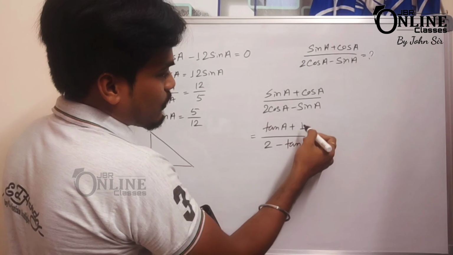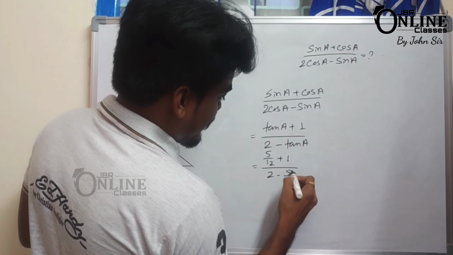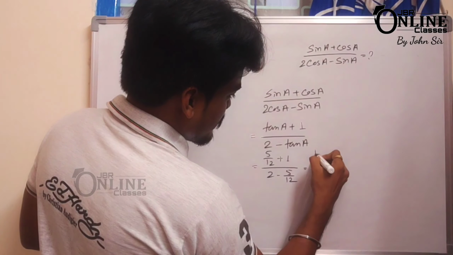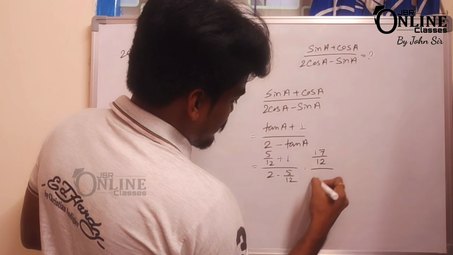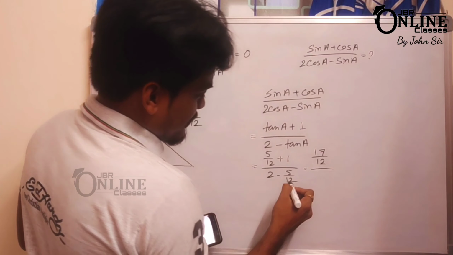So just put down the value: 5 by 12 plus 1, then 2 minus 5 by 12. So it will be 17 by 12, and here 12 into 2 is 24, so 24 minus 5 equal to 19. So that equal to 17 by 19. So 17 by 19 is the final answer.